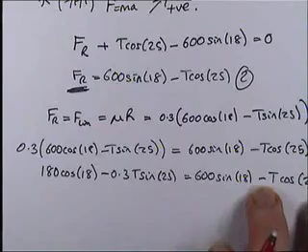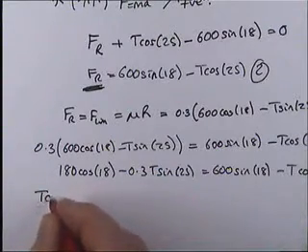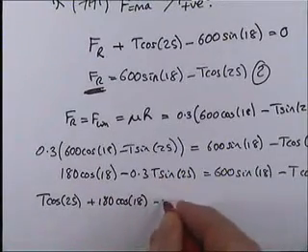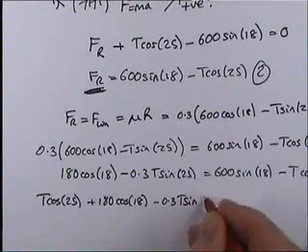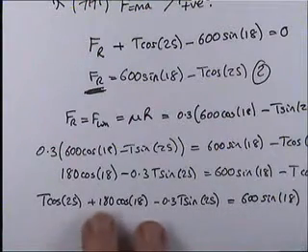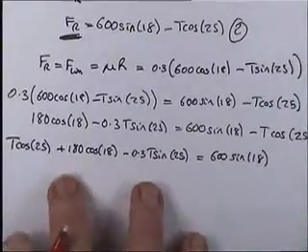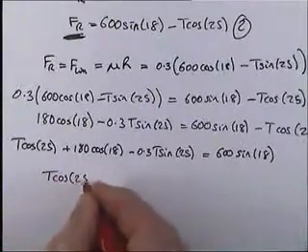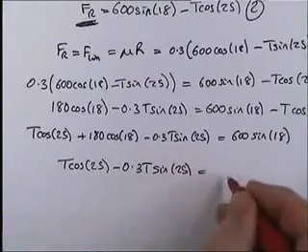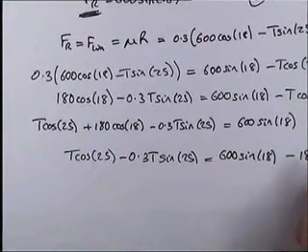Now I'm going to add t cos 25 to both sides so that I get t's on the left hand side. So t cos 25 plus 180 cos 18 minus 0.3 t sine 25 equals 600 sine 18. Now I'm going to take away this 180 cos 18 so that I'm left with just terms with the unknown t on the left hand side. So I get t cos 25 minus 0.3 t sine 25 equals 600 sine 18 minus 180 cos 18.